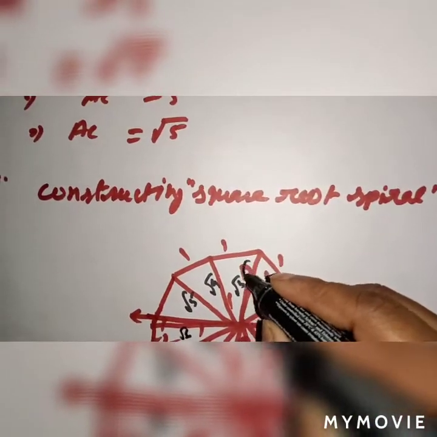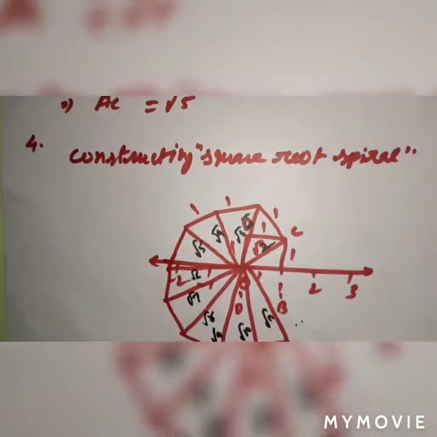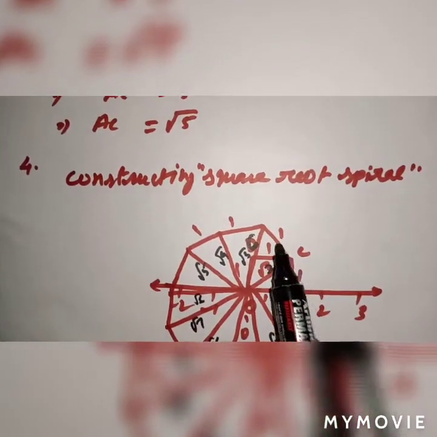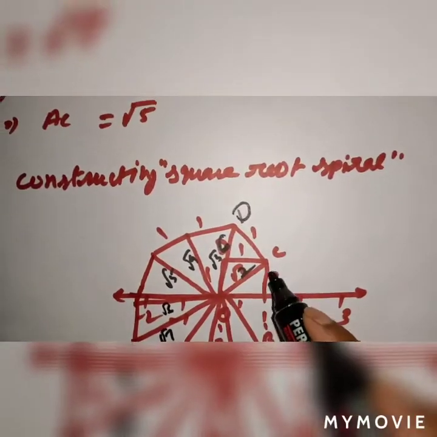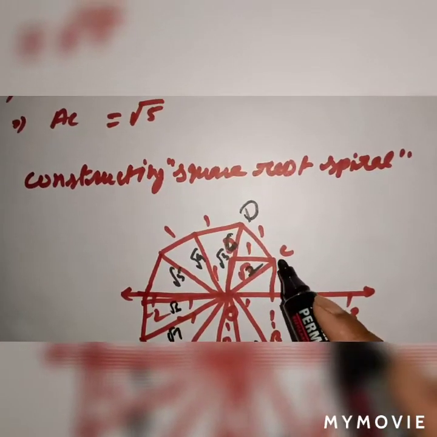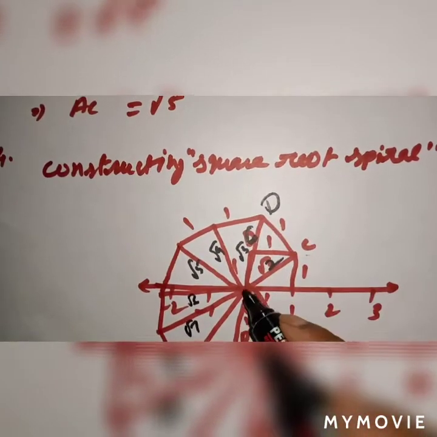This is C. Then you can see here, drawing a perpendicular. Suppose we are drawing a perpendicular CD on OC. Now join with O.